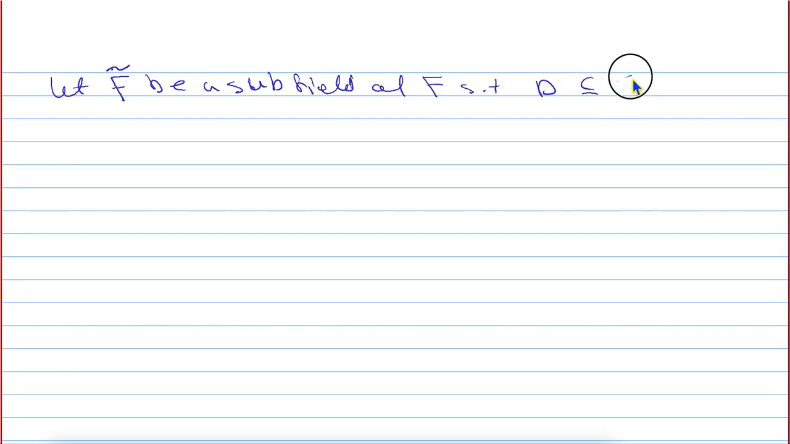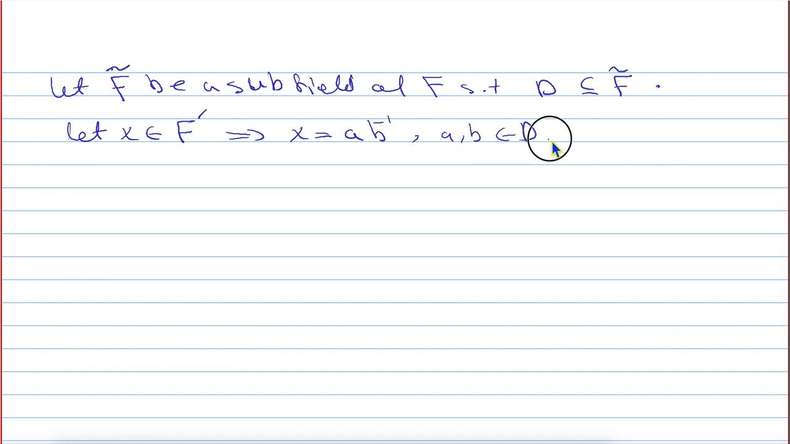So let F prime, F tilde be a subfield of F, such that D is contained in F tilde. Now let X be an element of F prime. Then this implies that X equals A B inverse, where A and B are both in the integral domain D, and B is non-zero, right?